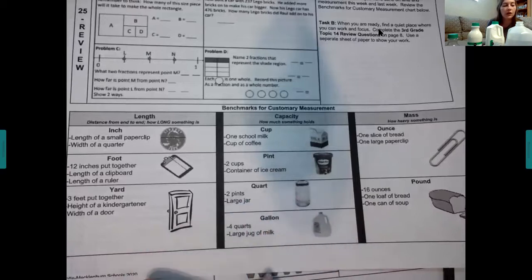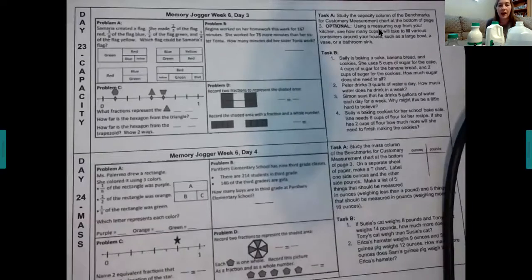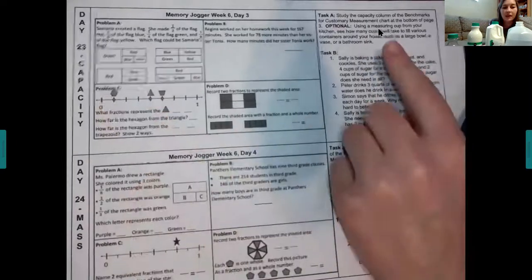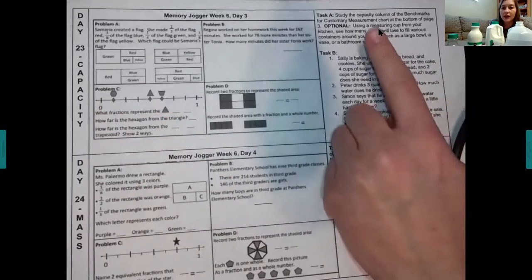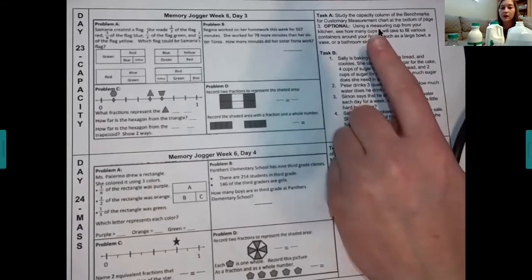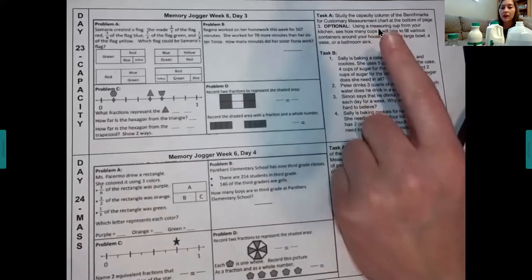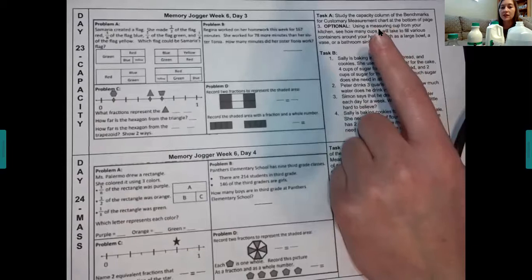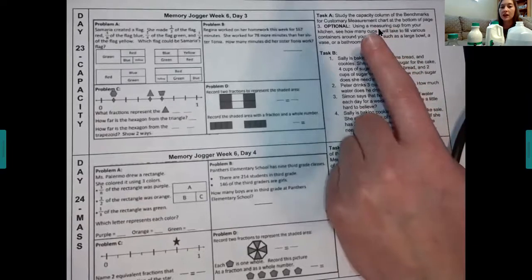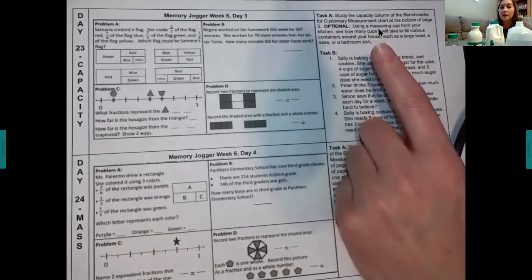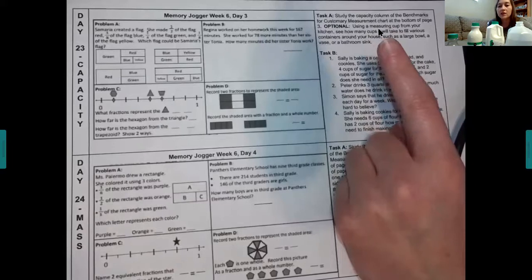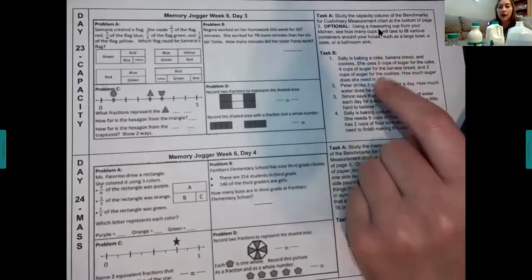So what you're going to be doing today for day 23 is you're going to be looking at capacity. And so it says for task A to study those units that we just went through. And if you have a chance, there's an optional activity to use a measuring cup from your kitchen to see how many cups it will take to fill various containers around your house. Like you just saw with the milk, you can find household items to measure cups. Like if you're baking and you have a measuring cup, that will measure cups for you.